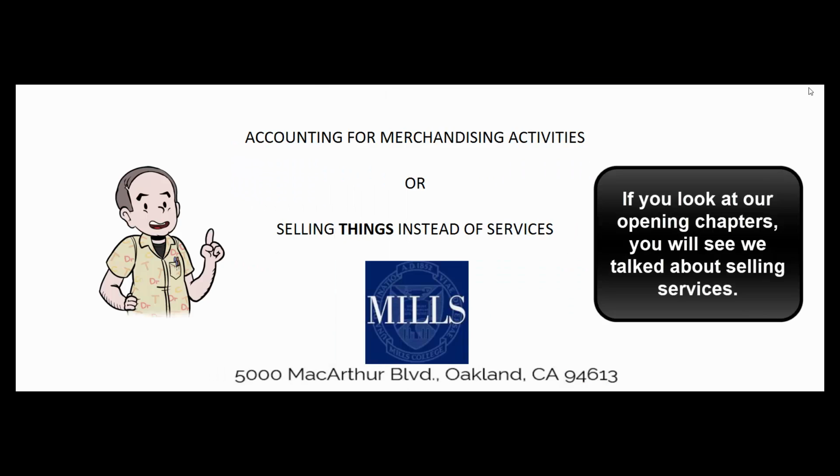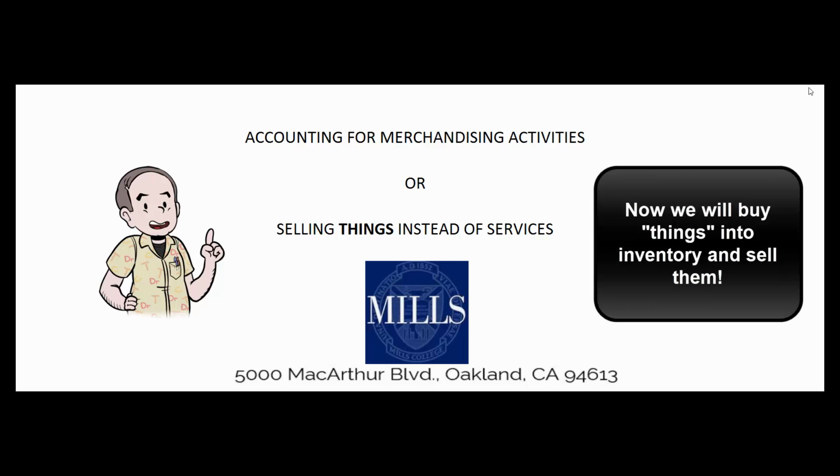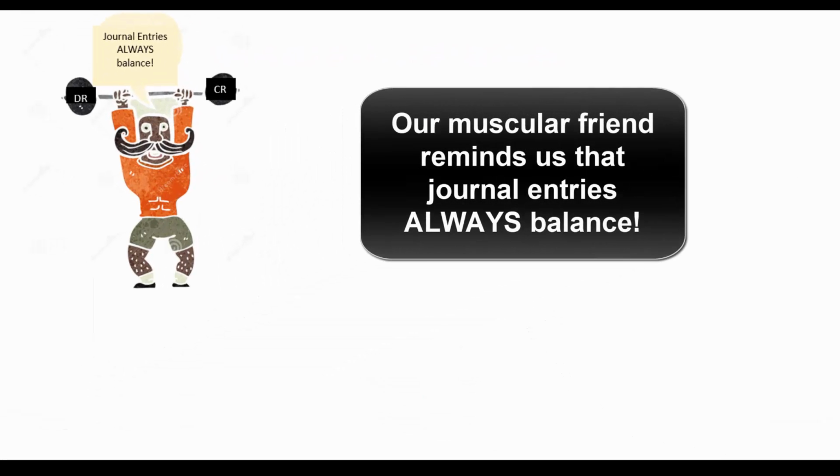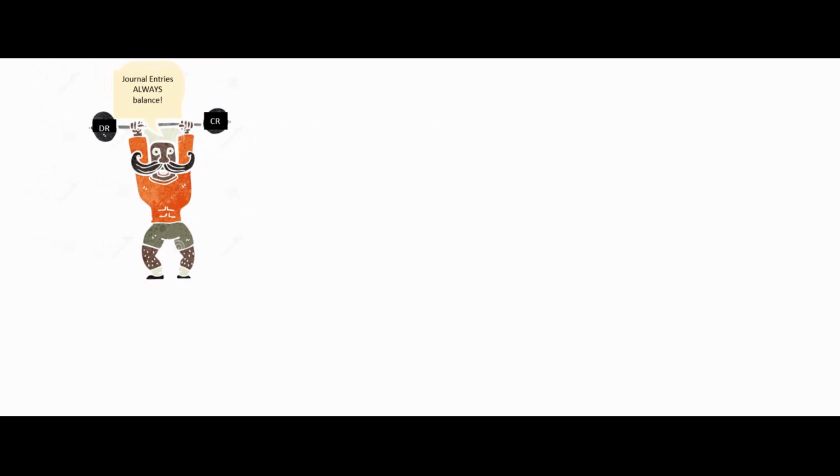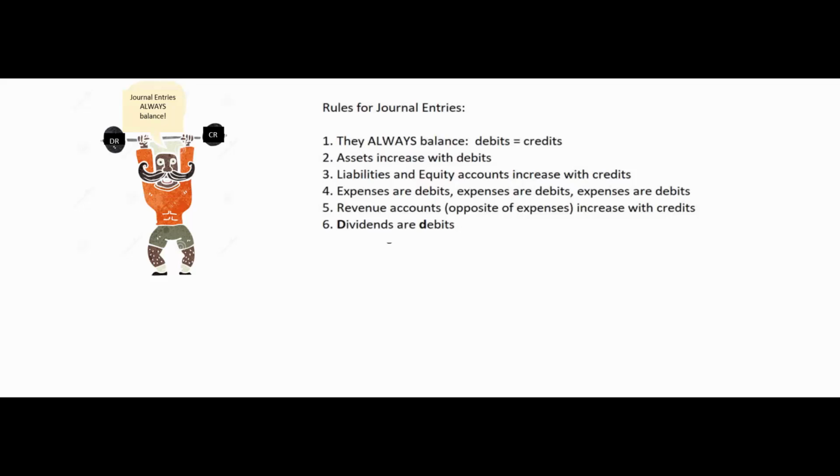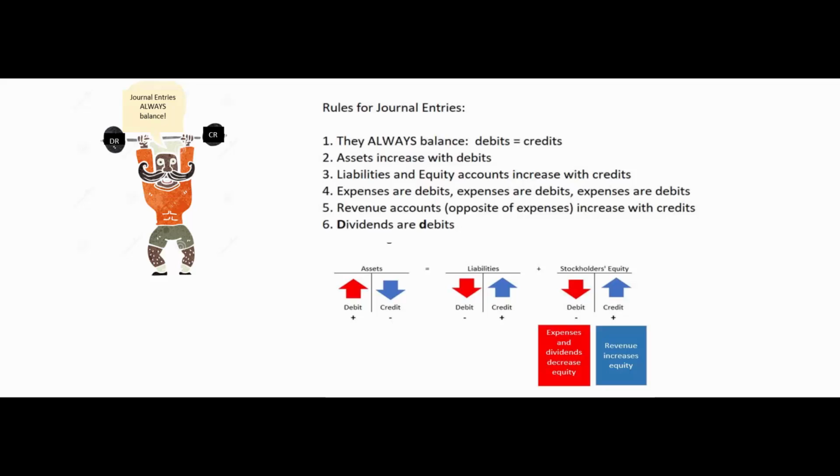Okay, when we first learn accounting, we talk about selling services. And now we're going to start talking about selling things instead of just services. All our rules about the accounting cycle, particularly the journal entries, are going to be exactly the same. So whether you think about the 6 rules, or maybe you think about the accounting equation and the books presentation, or maybe you think about my little chart, the rules are going to be the same.